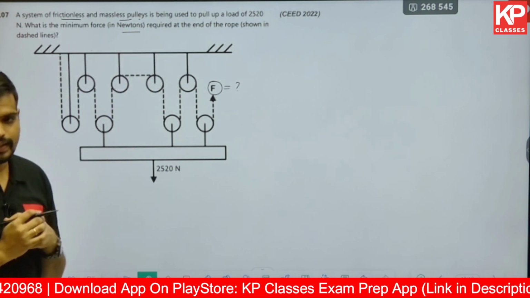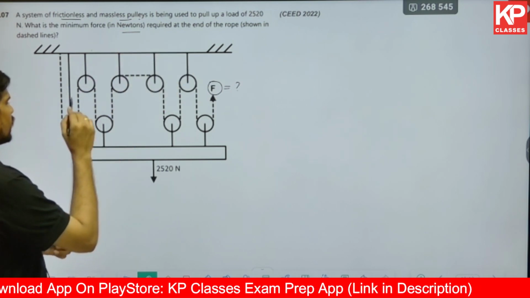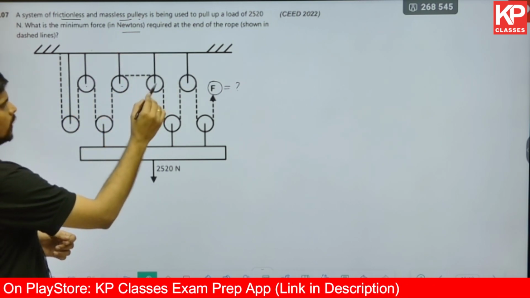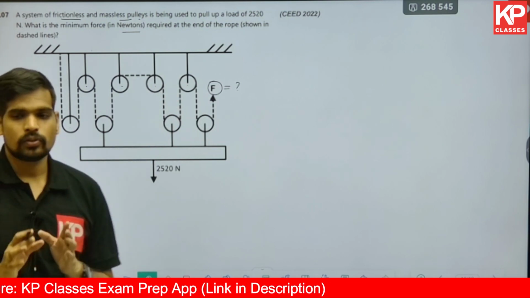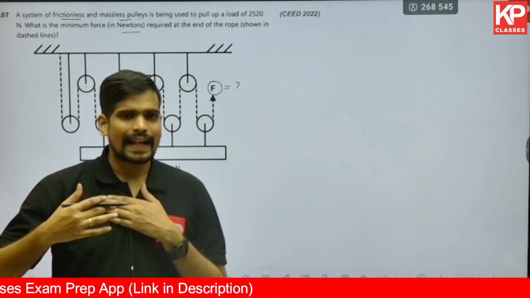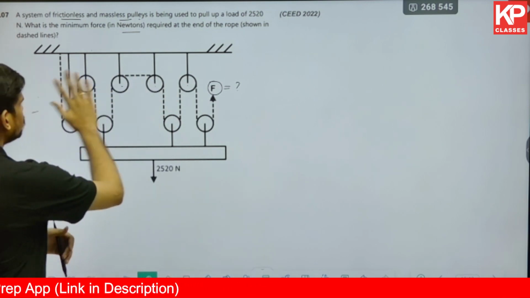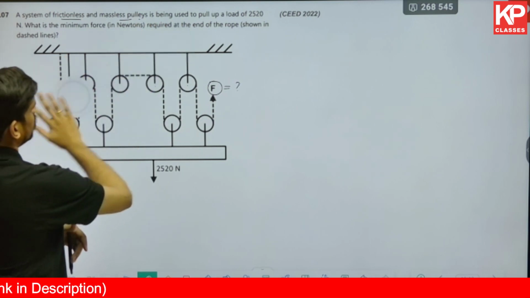On the top, that's a ceiling, a rigid support. So this is a fixed pulley, this is a fixed pulley, this is a fixed pulley. Fixed pulleys do not have a mechanical advantage. Anyways, let us look into the process to solve this question.